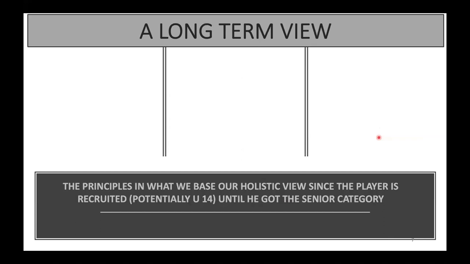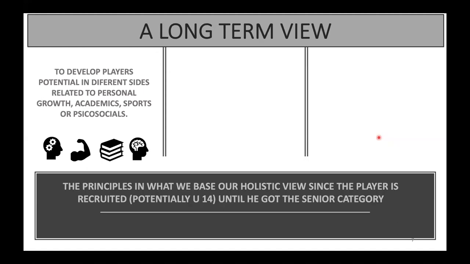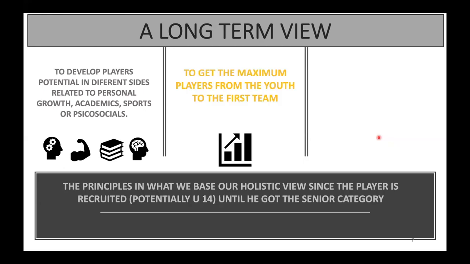When we are talking about the principles, before starting work we have to take a long-term view. What we want to do or what we expect from our job from the moment a player is in the club for the first time at 12 or 13 years, and if he could reach the first team, what we want to offer to this player. One principle is to develop the player's potential in different areas related to personal growth, academics, sport, or psychosocial aspects, not only sport. We want to get the maximum number of players from the youth to the first team. This is a main objective for us.